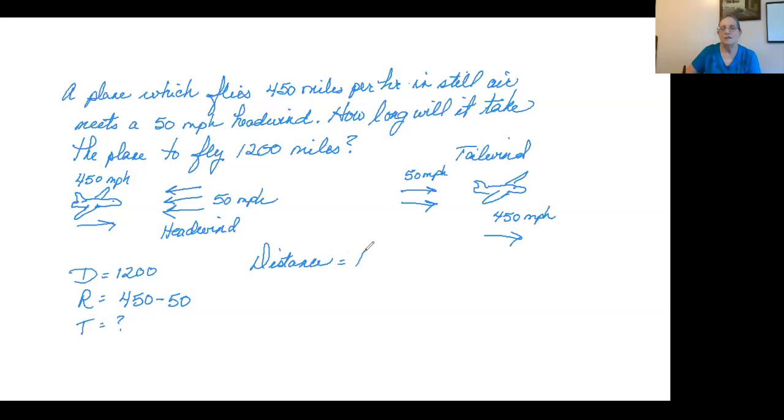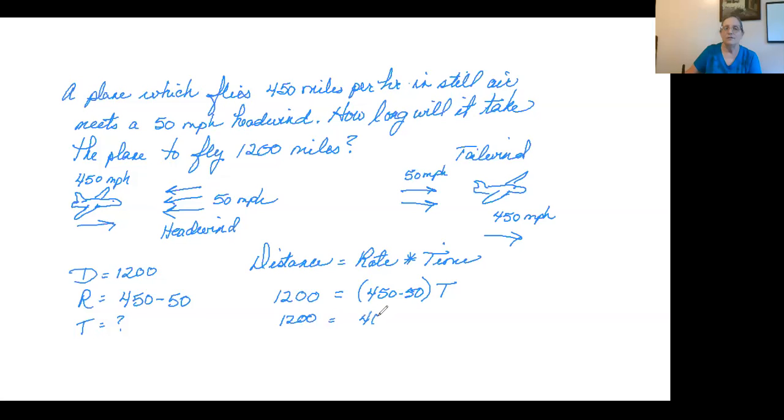Distance is equal to rate times time. However fast you're going times however long you do that determines the distance that you go. So in order to figure out how long it's going to take it to go 1,200 miles, the rate is going to be 450 minus 50 times time.